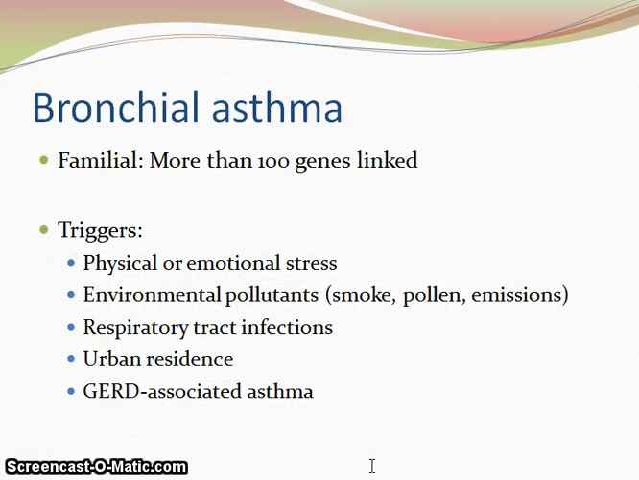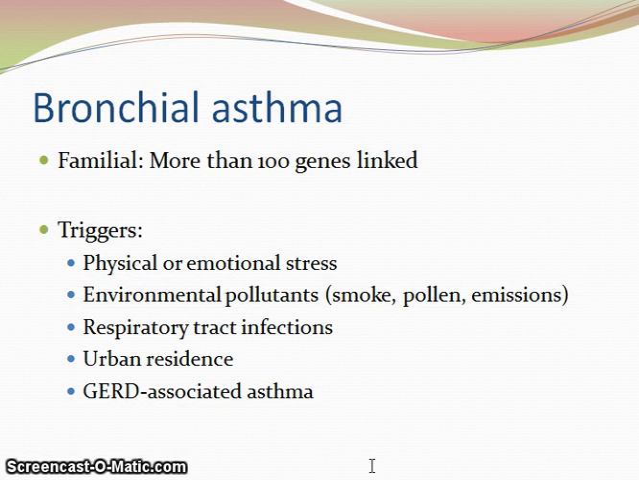We're going to talk about bronchial asthma. Right, so bronchial asthma tends to be familial. We see it in families. Right, it's linked to more than 100 genes though, so we don't know specifically how to measure inheritance. We just know that we see it linked in families. Right, it's the one that's triggered and has flare-ups because of triggers like emotional or physical stress, environmental pollutants. That can be things like smoke, pollen, exhaust, emissions, things like that.